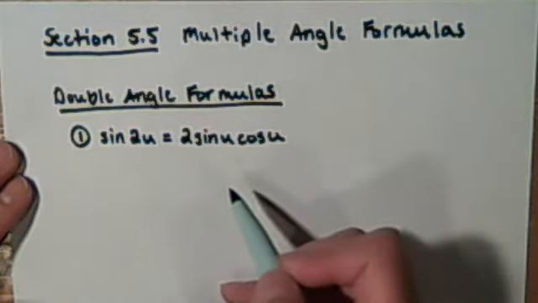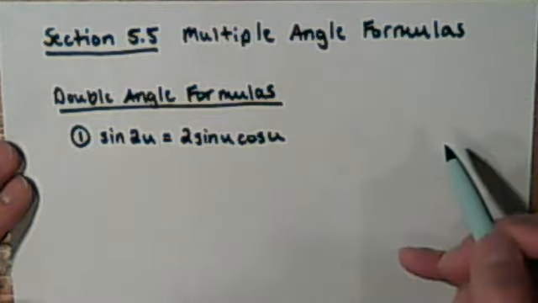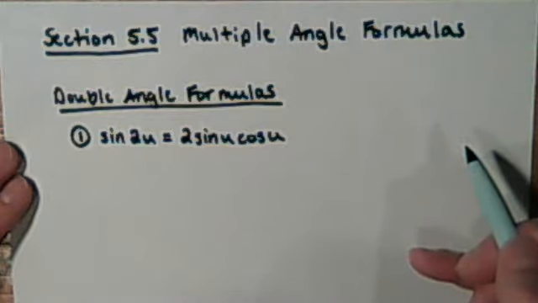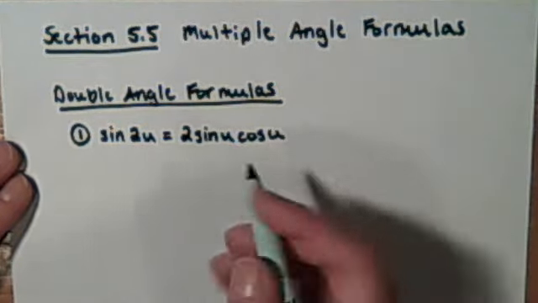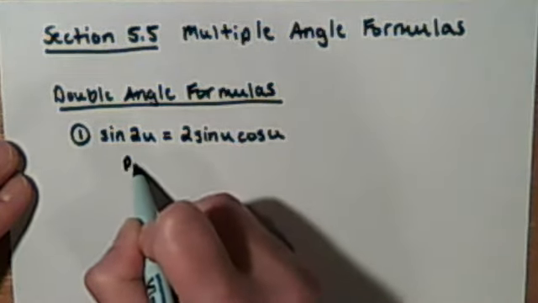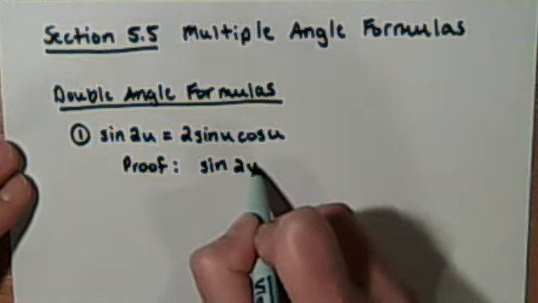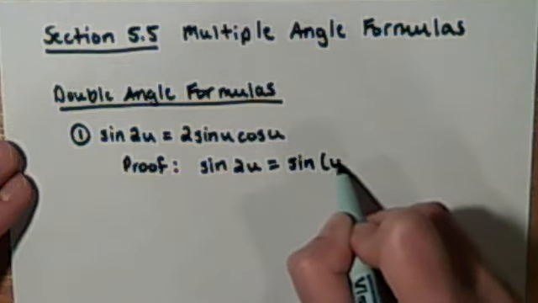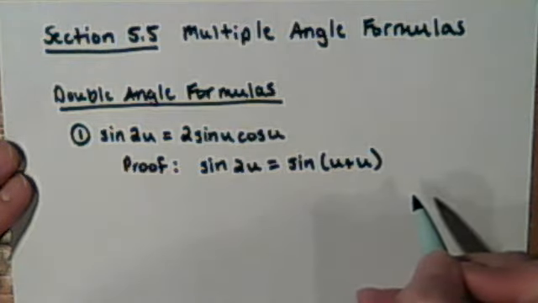Now, where does this particular formula come from? You might see a bit of a relationship to the sum formulas that we took a look at in the last section. And in fact, that's exactly where they come from. So if I'm trying to come up with this formula, we can take a look at a very quick proof of this. Sine of 2u can be rewritten as sine of u plus u. That's really what sine of 2u is.